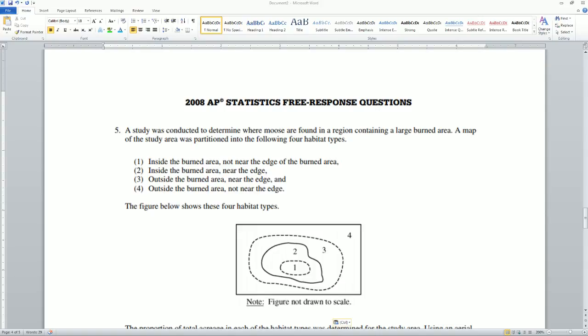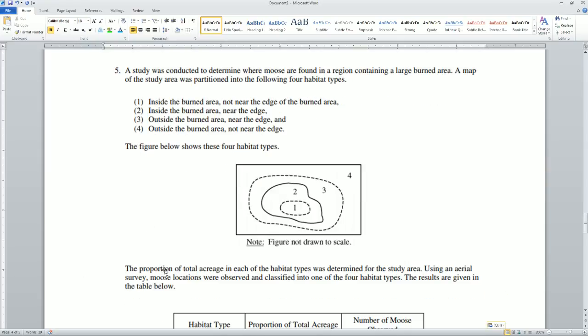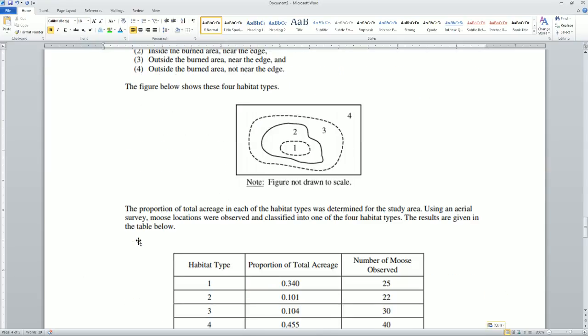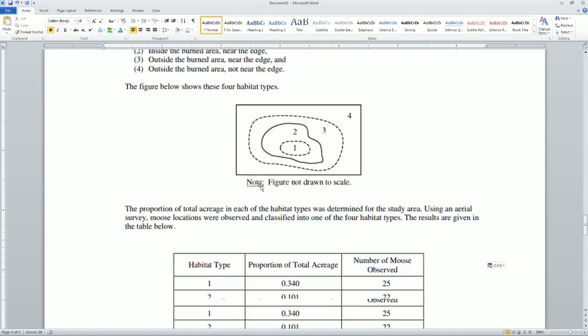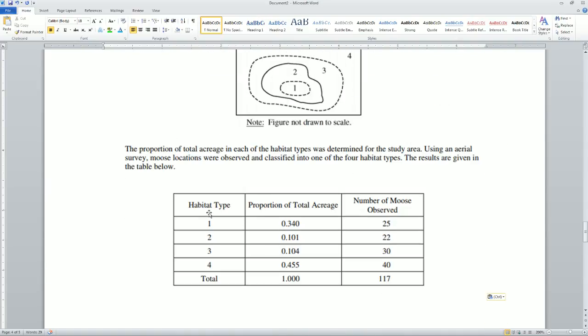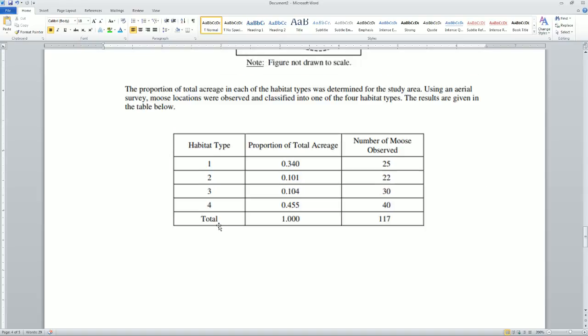A study was conducted to determine where moose are found in a region containing a large burned area. A map of the study area was partitioned into the following four habitat types. The proportion of total acreage in each of the habitat types was determined for the study area. Using an aerial survey, moose locations were observed and classified into one of the four habitat types. The results are given in the table below.